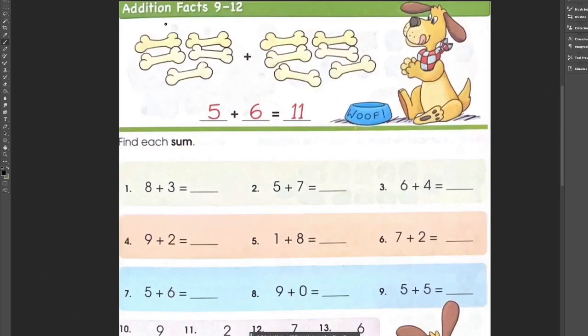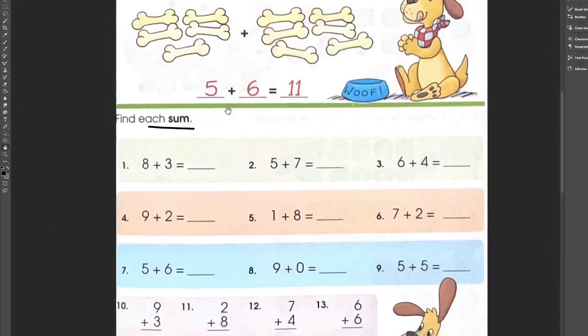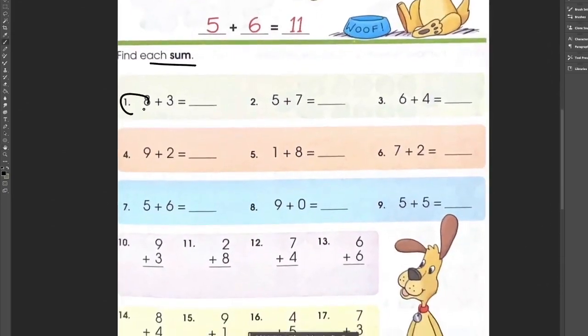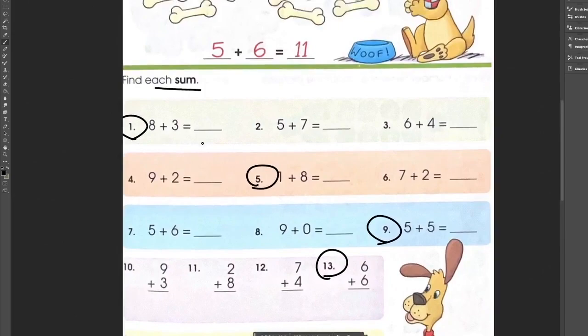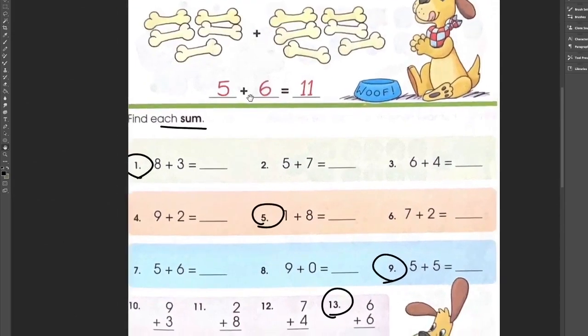Alright, so we have addition facts for the third page. It says find each sum. Let's do 1, 5, 9, and 13. So 8 plus 3. If you can't do mental math, which is totally fine, you can just draw a number line again.